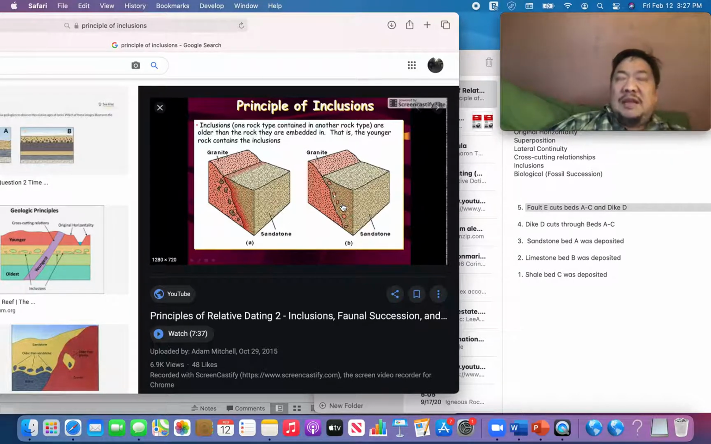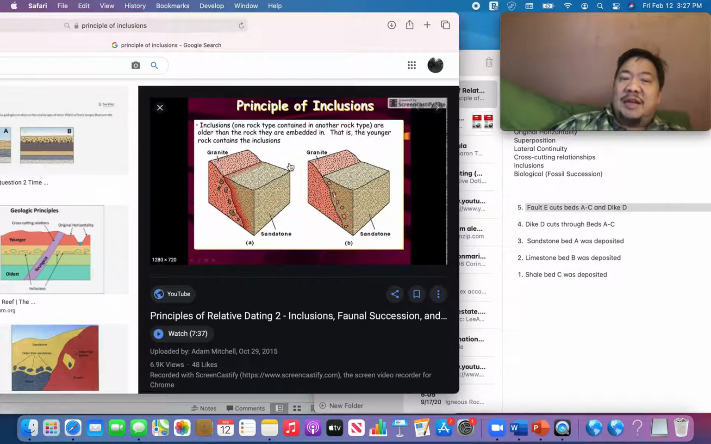Principle of inclusion states that the rock that contains the inclusions is younger than the rock from which the inclusions are derived. I'll repeat that. The rock that contains the inclusions is younger than the rock from which the inclusions are derived.